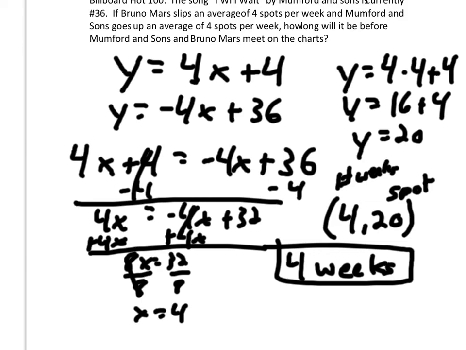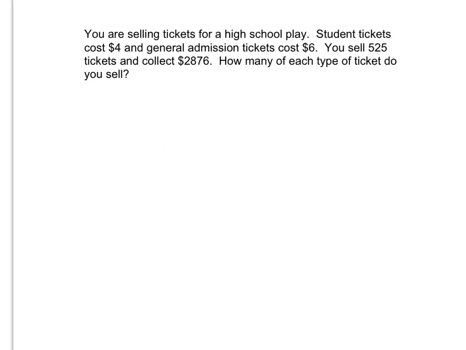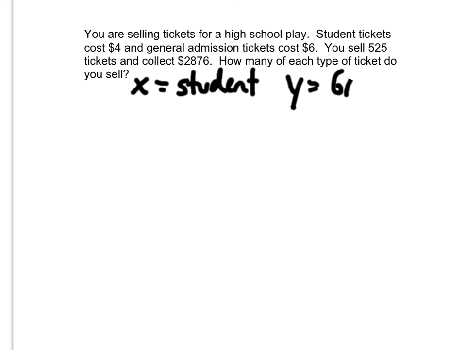And let's do one last example. Our last example says you are selling tickets for a high school play. The student tickets cost $4 and general admission tickets cost $6. You sell 525 tickets and collect $2,876. How many of each type of ticket do you sell? So we're going to have to put x is equal to our student tickets, and we'll make y equal to our general admission tickets.